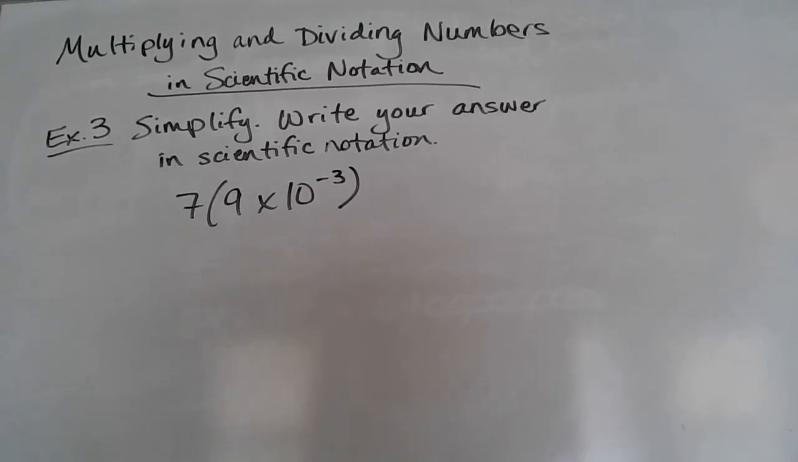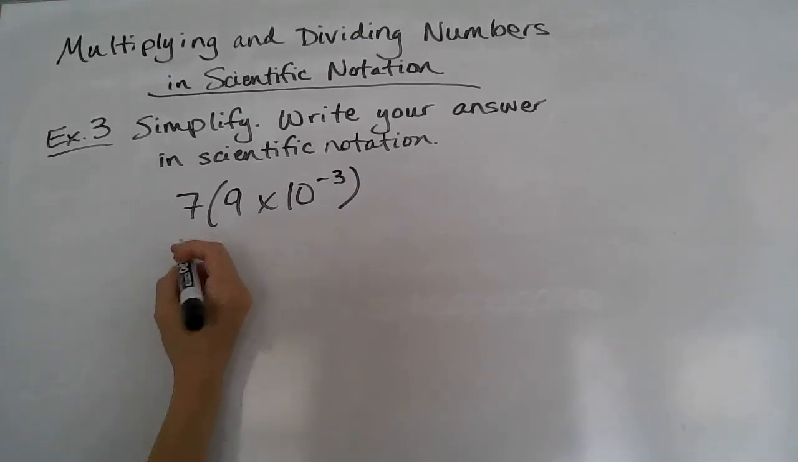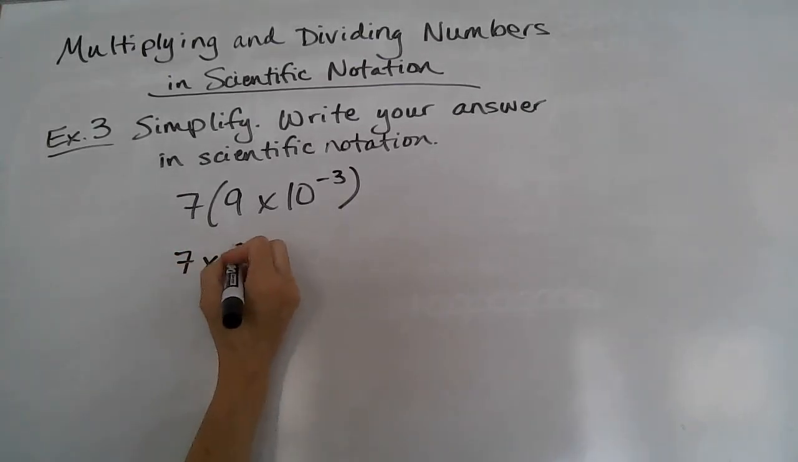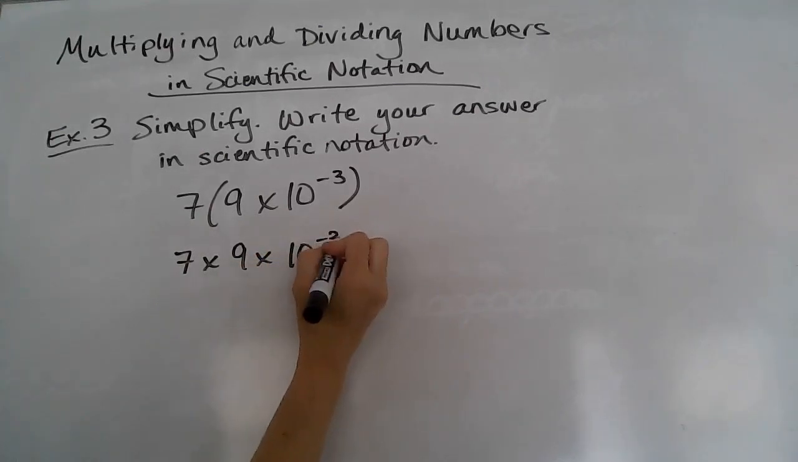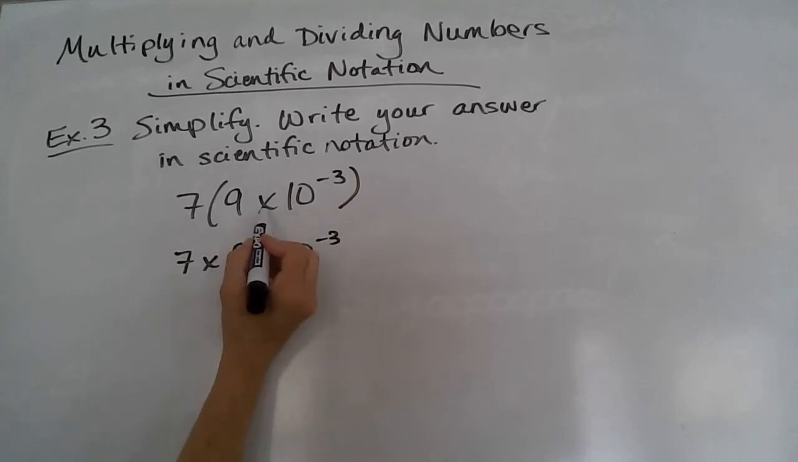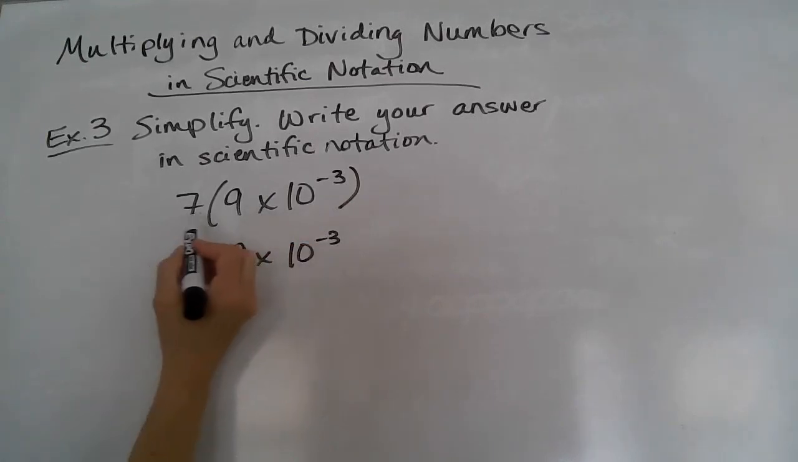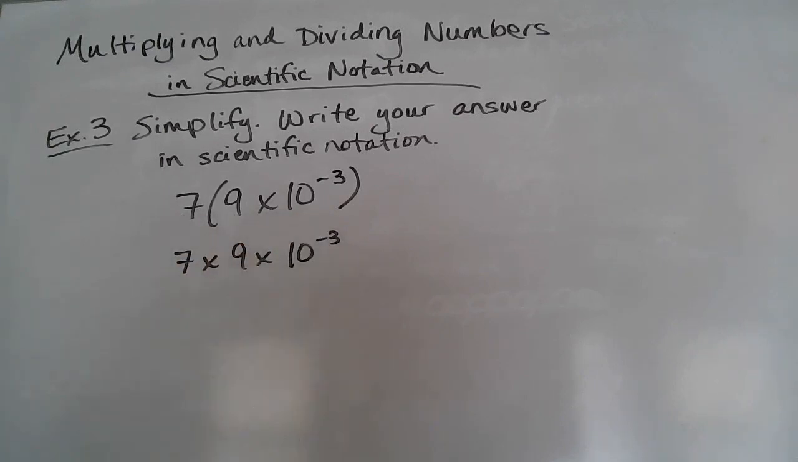All right, so example 3 is a little different than the last one. The last one we were raising it to a power. Now we're just multiplying the whole thing by 7. So it might be helpful to write it using this form instead of the parentheses, because you want to remember that we're not distributing here. This is not an addition sign. This is a multiplication sign. And so this is just one long multiplication problem.